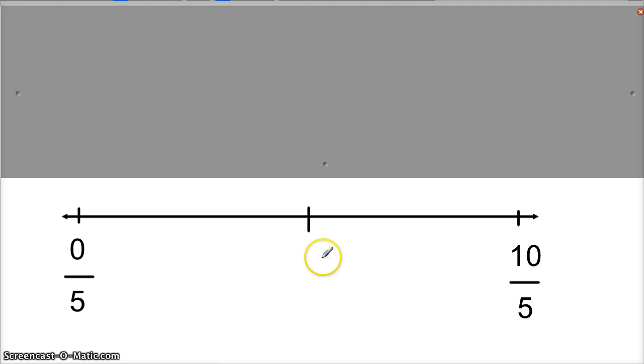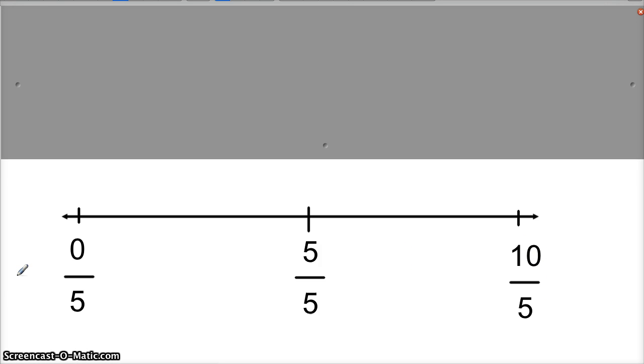Okay, if you had to label it, what would you say the value of this midpoint is right here? If it's between 0 halves and 10 halves, what would make sense to go here? Halfway between 0 and 10 is 5. So 5/5. So 0/5, 5/5, 10/5.